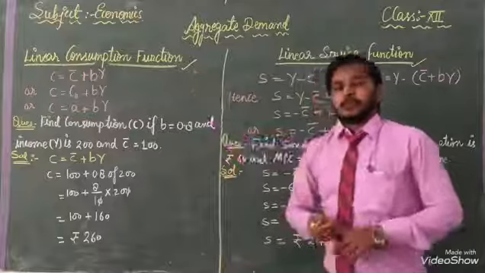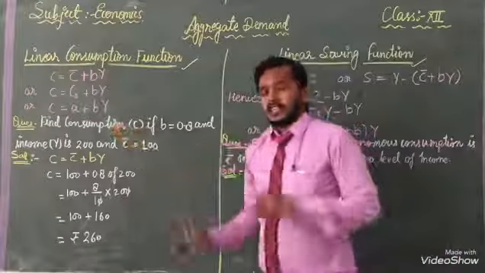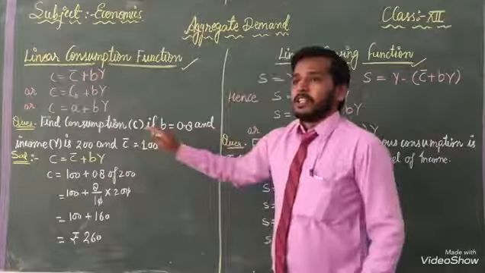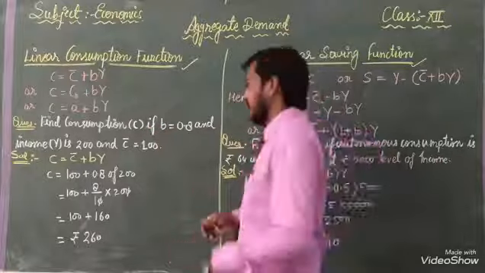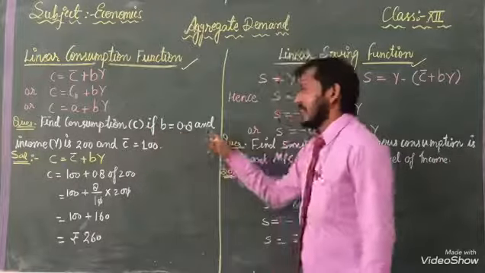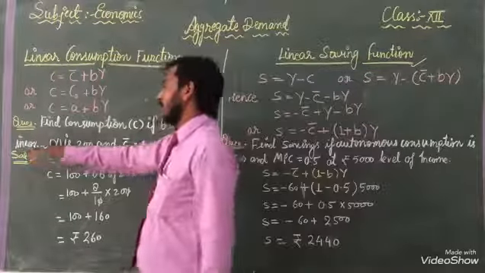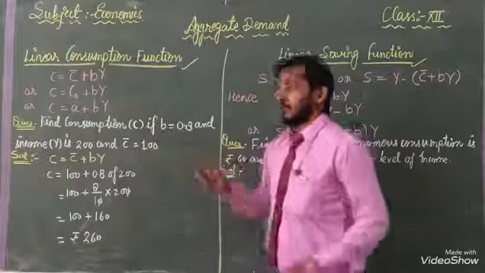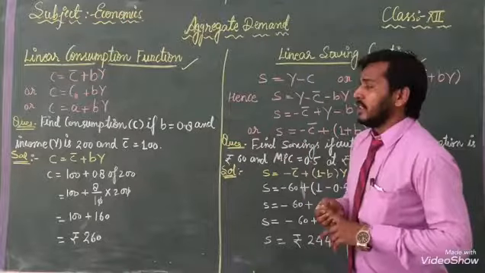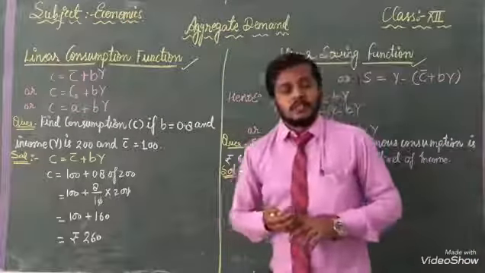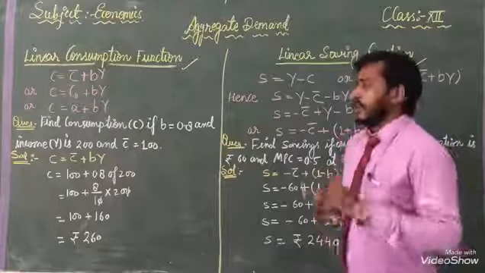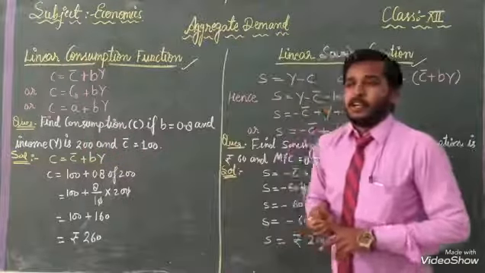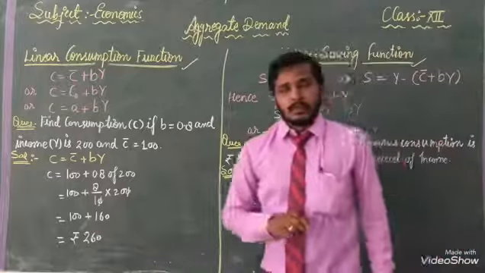Suppose, for example, I have written one question in front of you. Find consumption, which we denote with capital C, if B equals 0.8, income, which we denote with Y, is 200, and C bar equals 100. Then how can we calculate the linear consumption function? For that, we will put in the formula according to what is given.